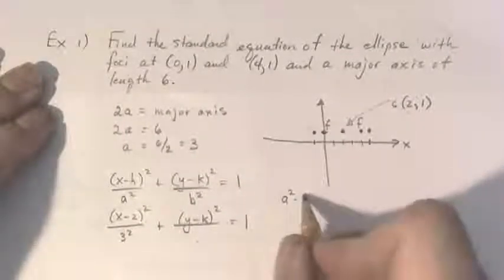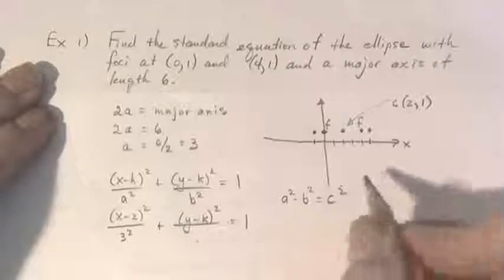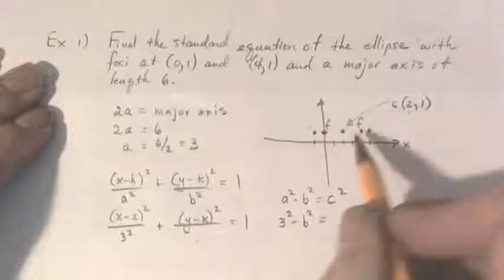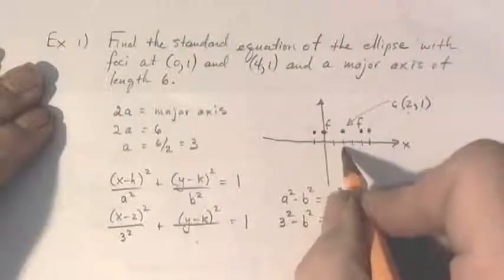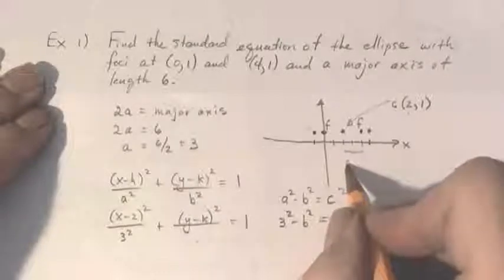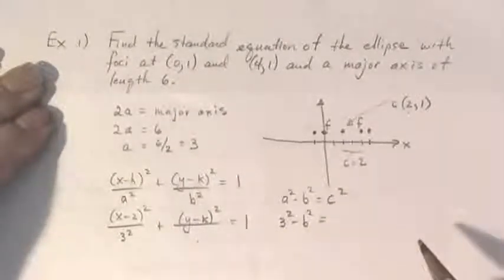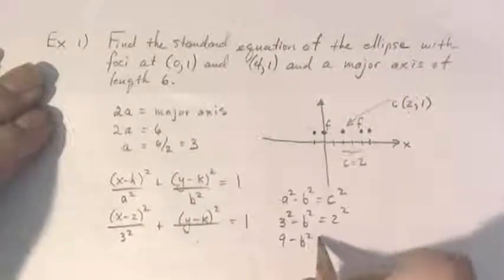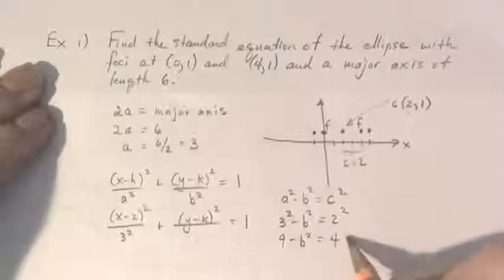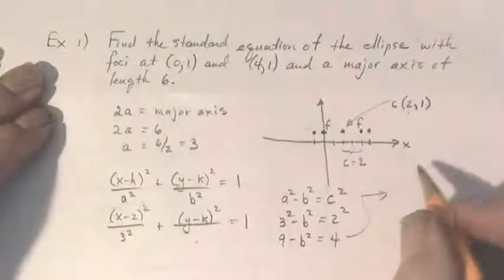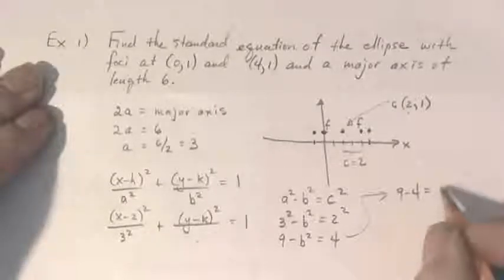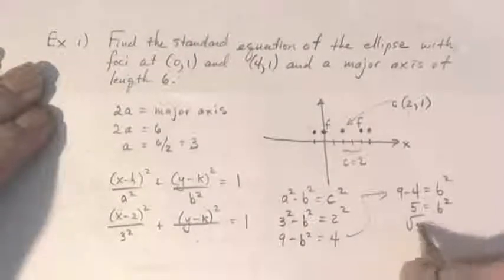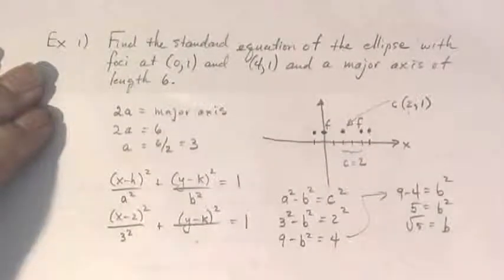I'm going to take a squared minus b squared is c squared. The a is 3 squared. The b we don't know. And the c we can read off right here. This distance right here, c is 2. So we're going to use a 2 squared here. This is 9 minus b squared is 4. So 9 minus 4 is b squared. 5 equals b squared. Root 5 equals b.